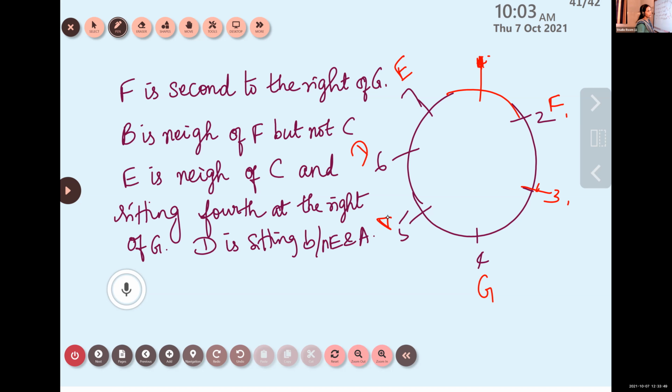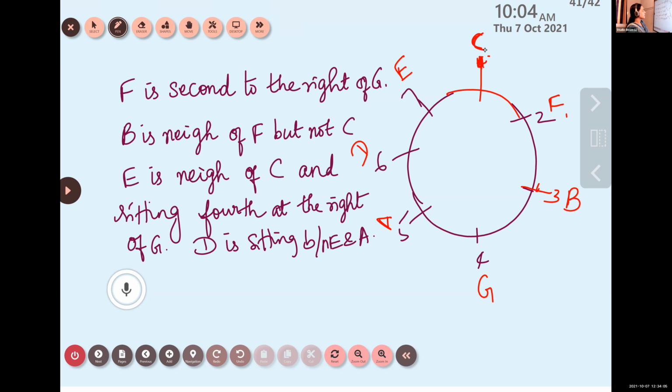So, B is neighbor of F, but not C. So, B can be filled here and C can be filled here. Now check whether we have arranged all A, B, C, D, E, F, G. Yes. And check whether the conditions are satisfying here.